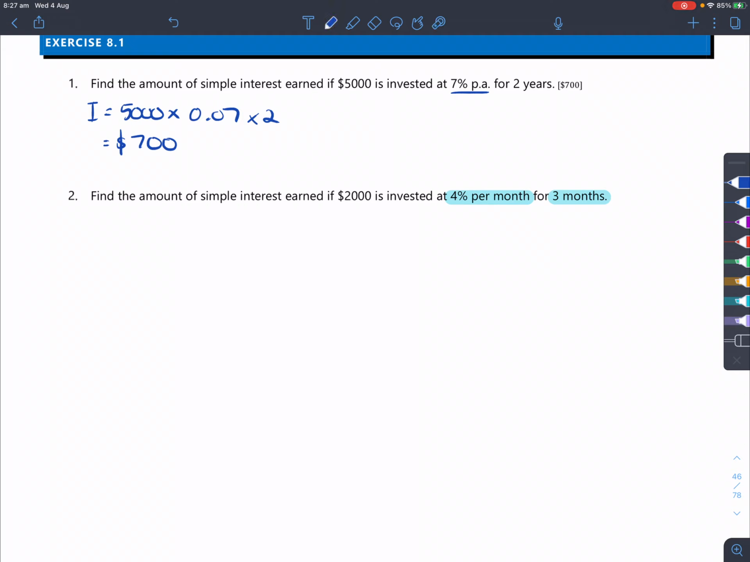So your interest is going to be $2,000, which is the principal, times the rate, which is 4%, and that's 0.04. So we're getting 0.04 of this, and then we're going to multiply that by 3 months. So this is the interest for 1 month, and we're going to times that by 3. So 2,000 times 0.04 times 3 gives us a total of $240, and that's our extra money earned, or simple interest earned.